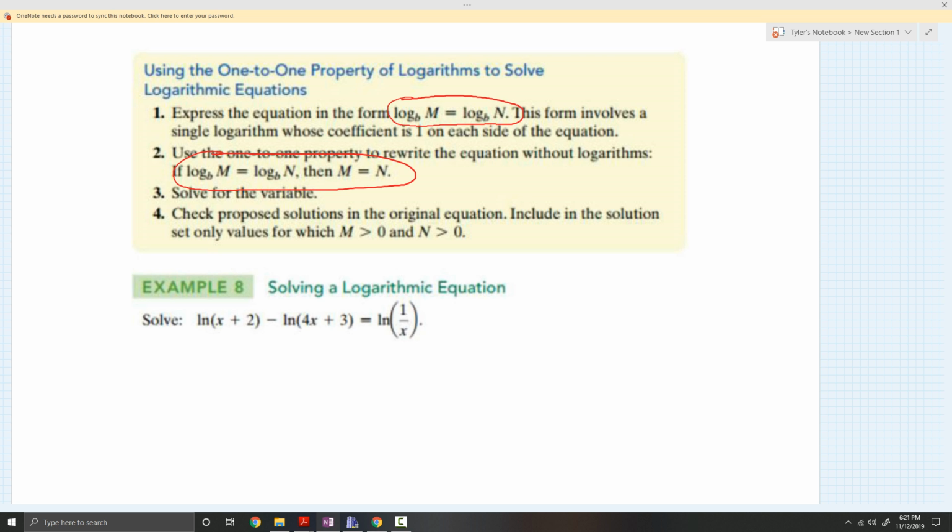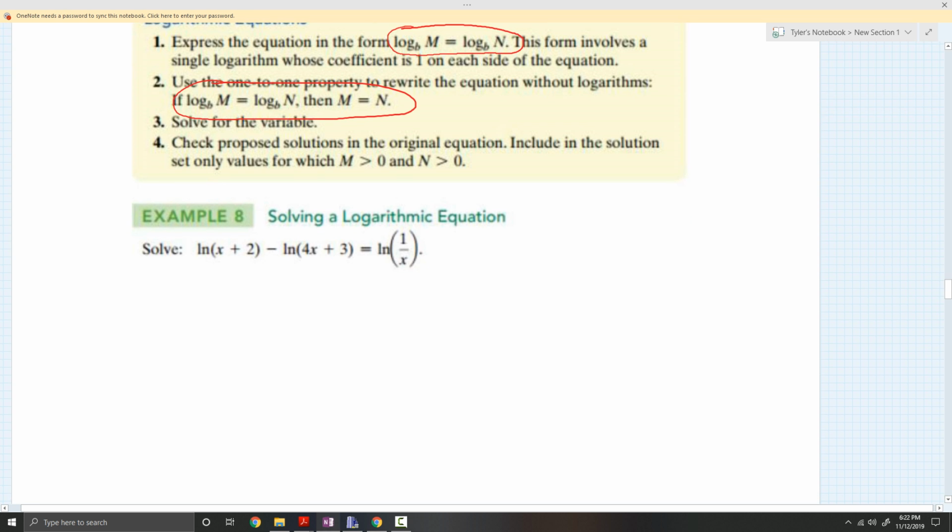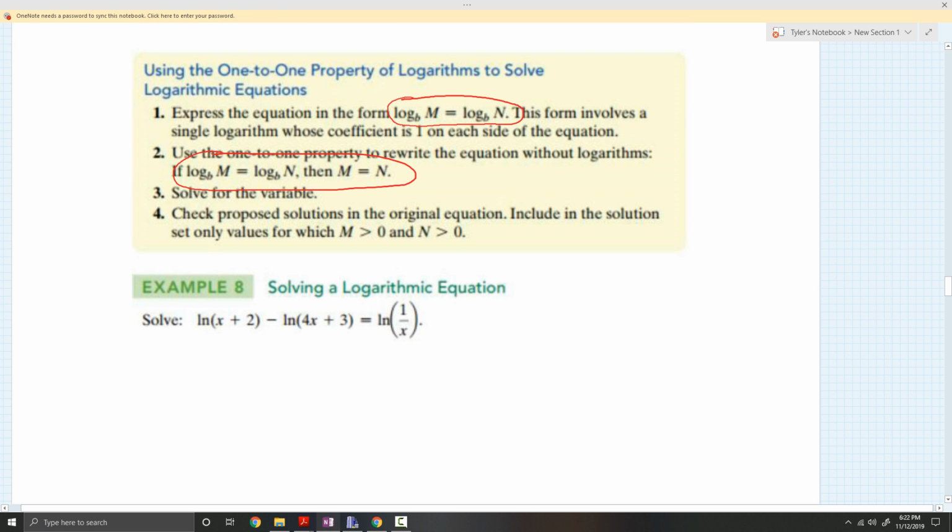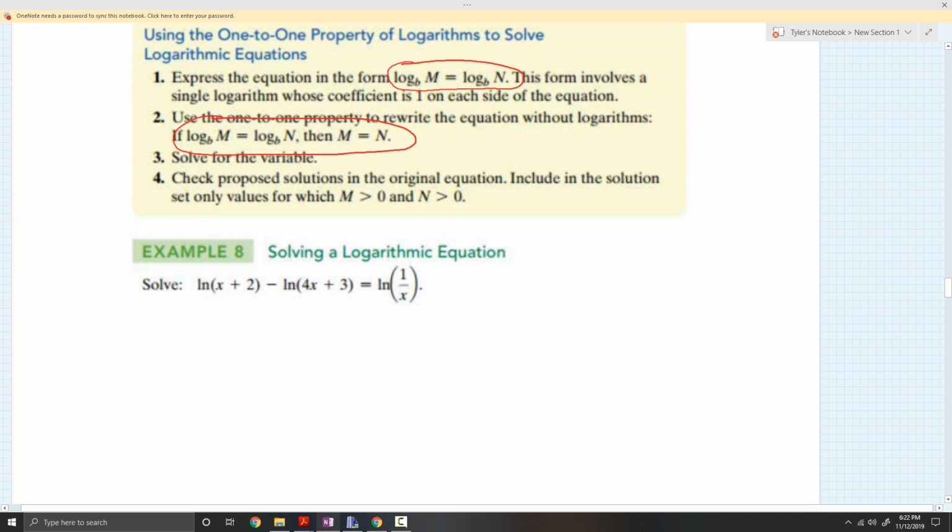It says to check proposed solutions in the original equation, and include in the solution set only values for which m is greater than 0 and n is greater than 0. So we need each of these pieces to be bigger than 0.